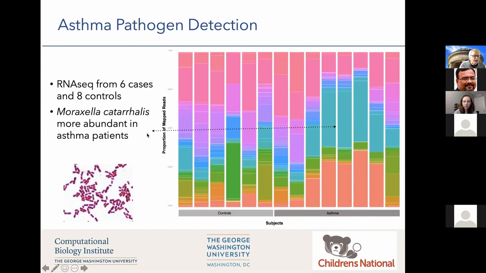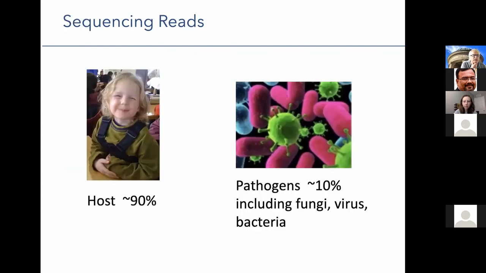We looked it up like all good bioinformaticians. Google is our friend. We looked it up on Google, and it looked like an upper respiratory bacteria. So we reported back to our colleagues at Children's that Moraxella catarrhalis looked like it might be having an impact. And they said, well, how do you know it's infective? And we said, well, we'll get back to you.